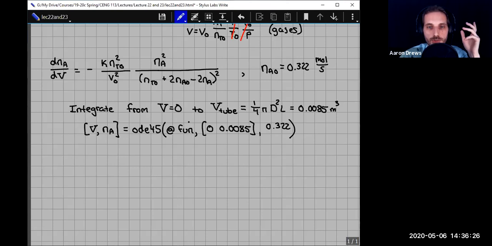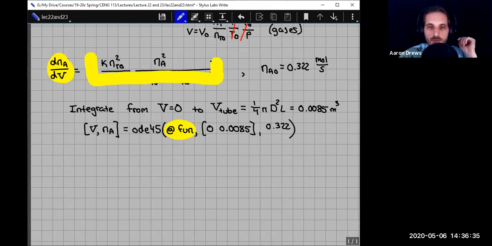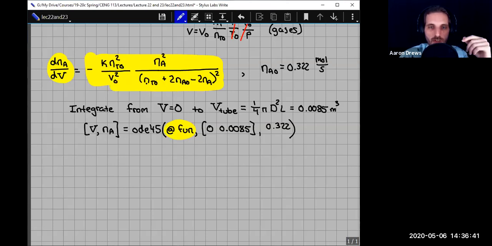For our local function, the at fun that's sitting here, this thing would have to be our calculation of this, right? So we would then have to insert all of this into our local function, which isn't awful, right? There's not too much there. There's an NT0, a K, a V0, and an NA0. So there's like four constants and an NA squared. So it's not awful to set something up like that.